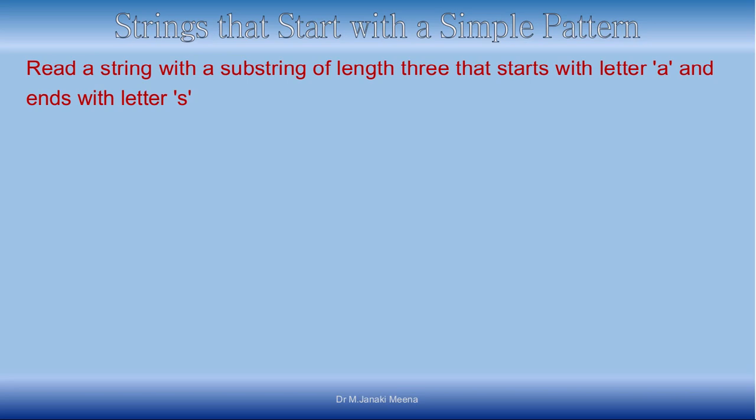Now let us concentrate only on the substring. There is a string and it starts with a substring. The length of the substring is 3. So let us concentrate only on the substring. It says that the first character of the substring is A and the last one is S. I don't bother about the middle character.